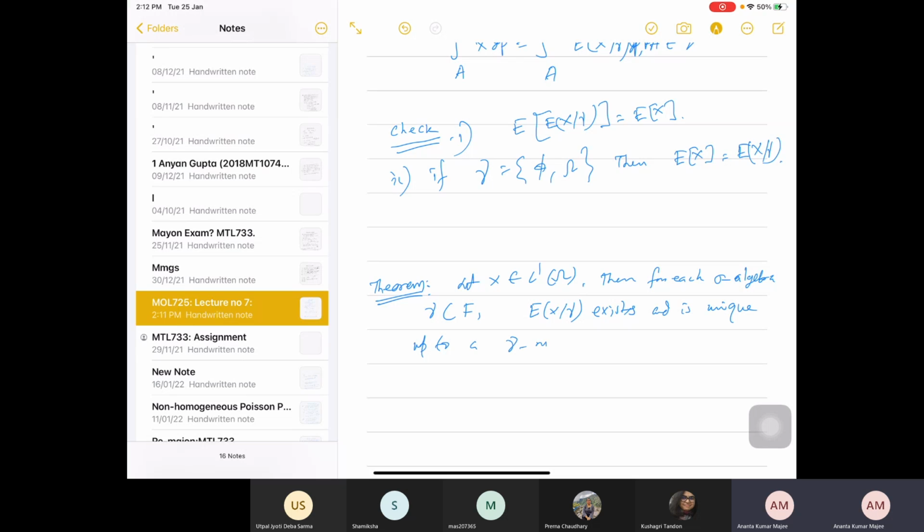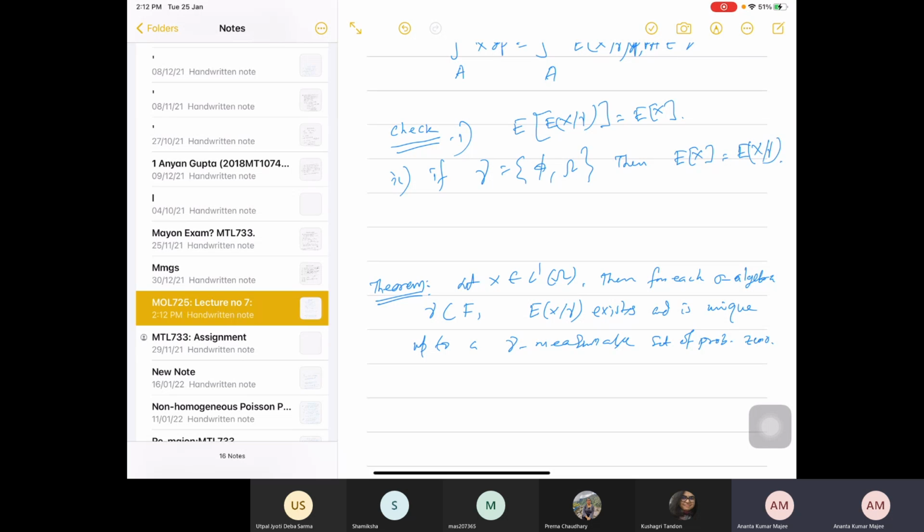It is unique up to a measurable set of probability 0. Is it not? Because this is a random variable. Whenever we say x is equal to y, P almost surely, that means I can throw away the P-zero measurable set where they may not be equal. That is why it is unique up to a measurable set of probability 0.